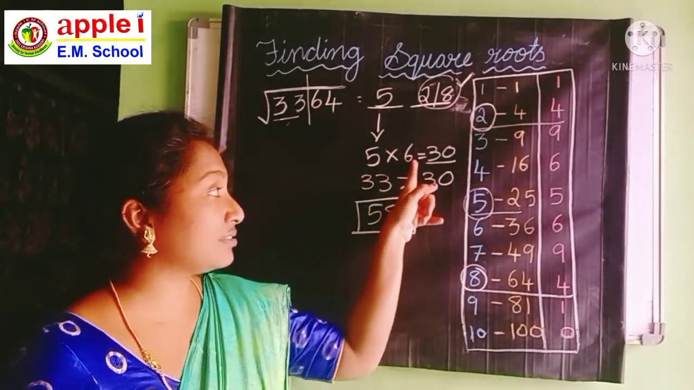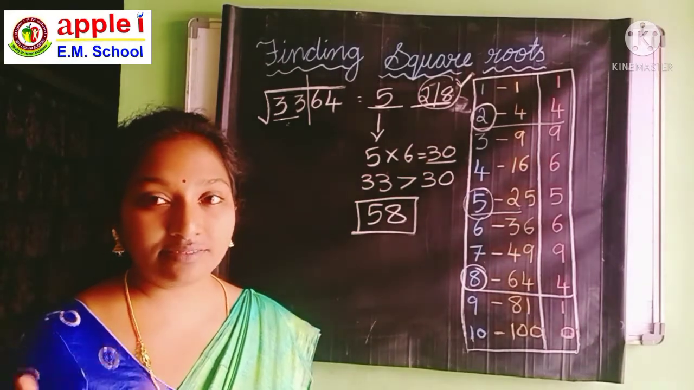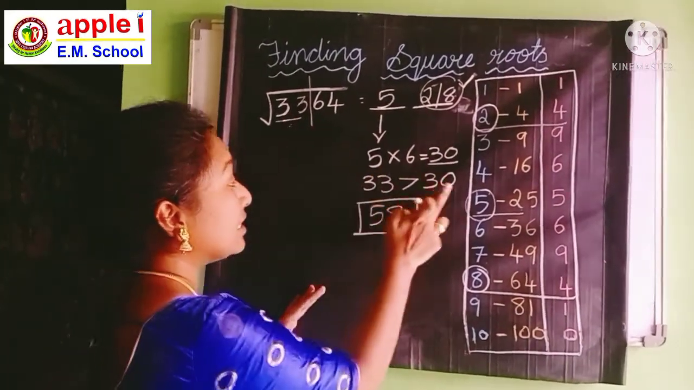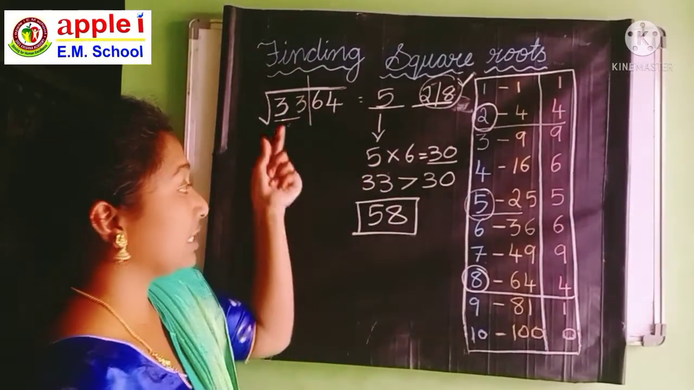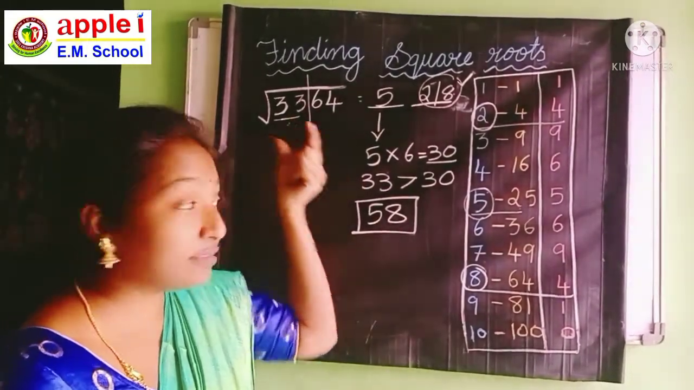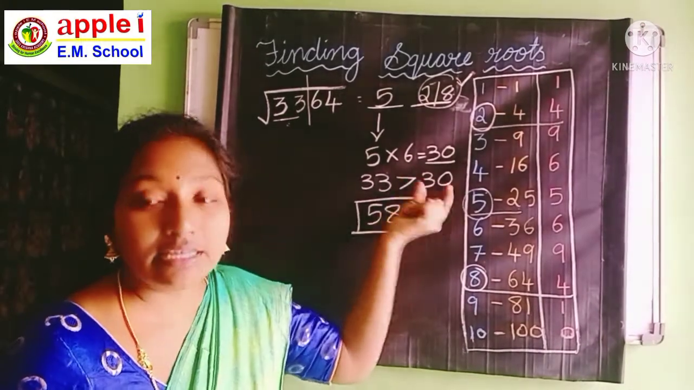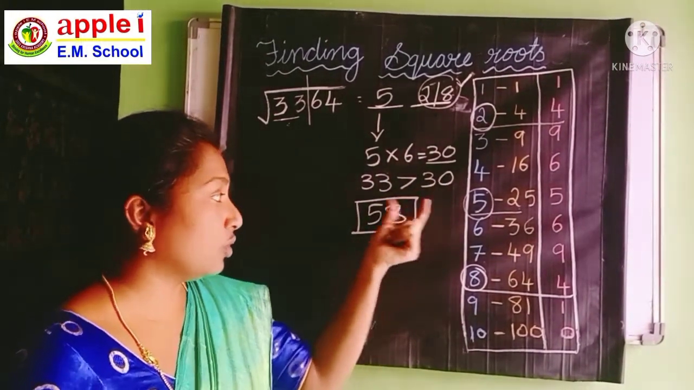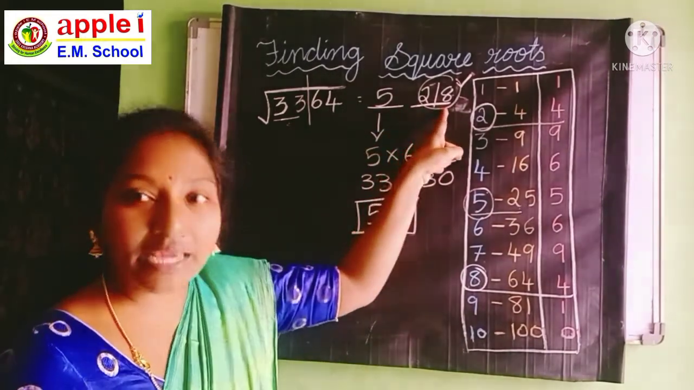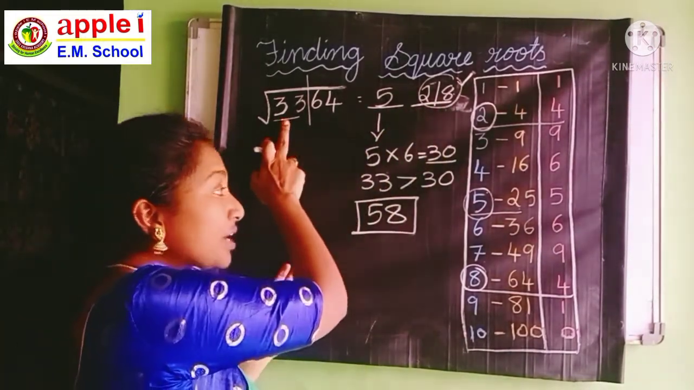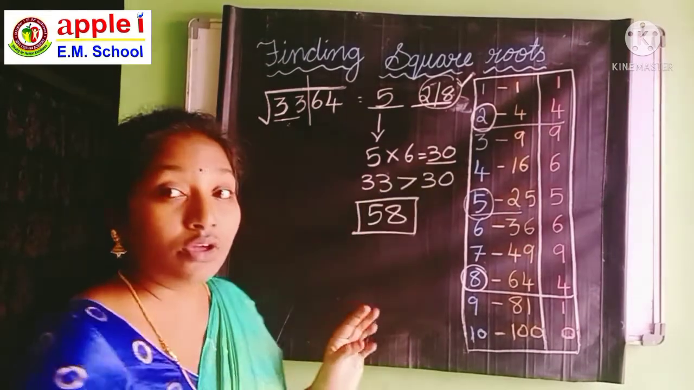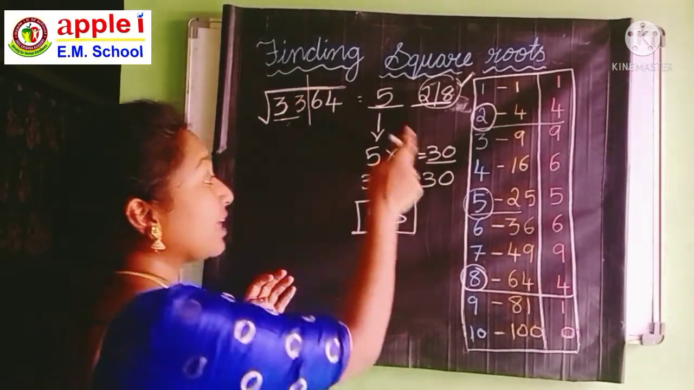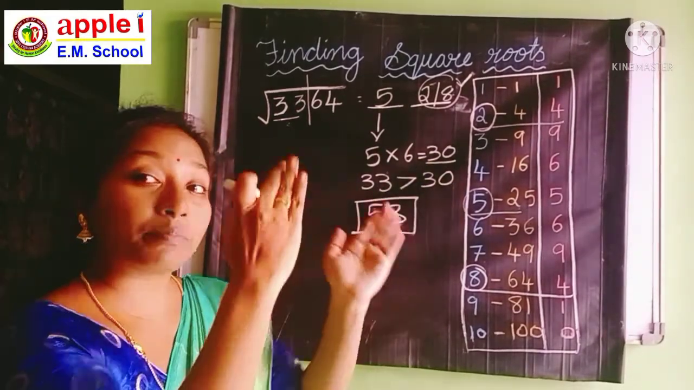5 6s are 30. Now we have to compare these two numbers. Here 33 is greater than 30. So you have to take the big number. Suppose if this number is smaller than this one, you have to take the smallest number. If this is greater than this one, then we have to take the big number.